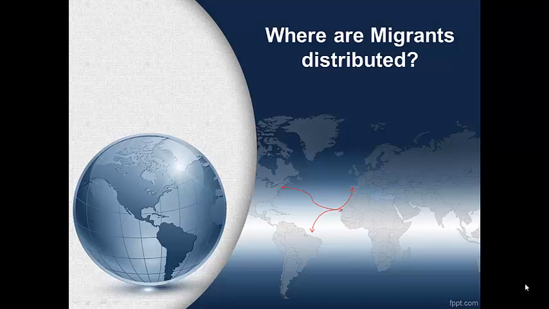Alright, AP Human Geography classes. Here we are with our second video in our migration unit. What we're going to tackle now is where are migrants distributed in the United States and around the world. Let's get to it.